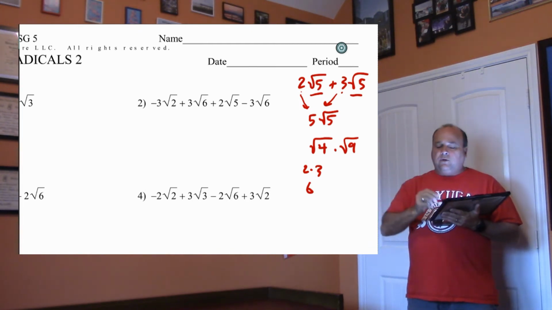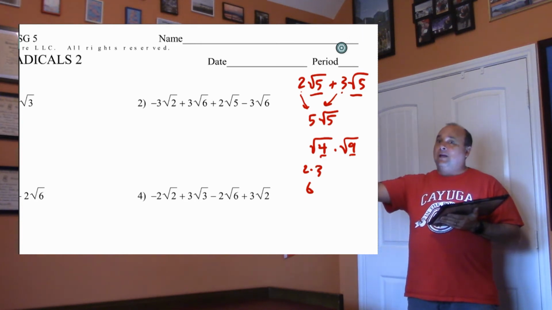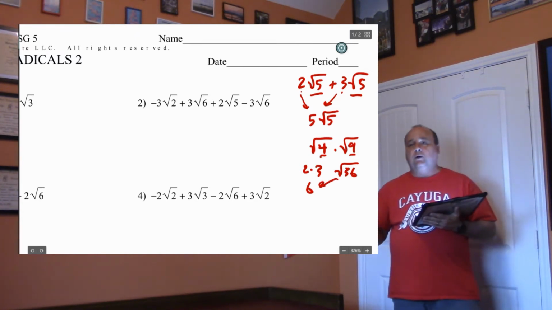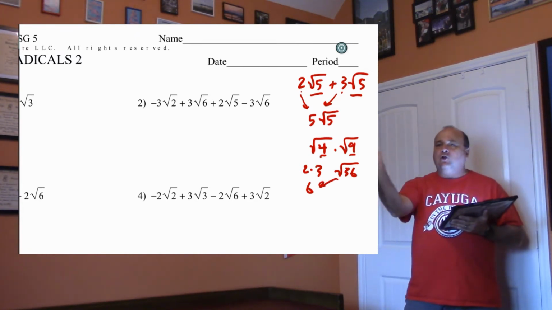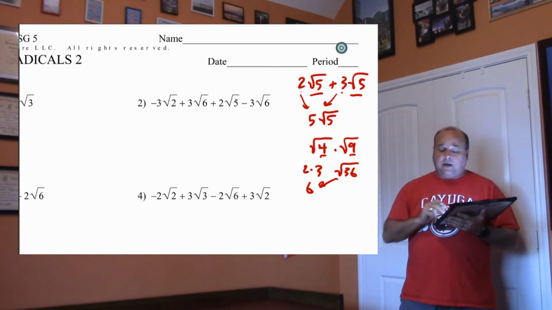You can also do it this way. Multiply these numbers. If you multiply the numbers, they get bigger though. So 4 times 9 is 36, and the square root of 36 would also be 6, wouldn't it? So you can multiply the numbers inside the square root symbol, the radical signs.